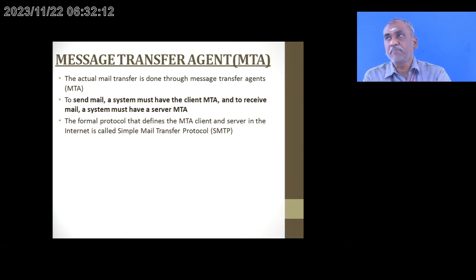MTA. What is the role of the MTA, the message transfer agent? Its role is to send a mail from one user agent to another user agent. To send a mail, a system must have a client MTA, and to receive a mail, a system must have a server MTA. So MTAs are on both sides. The responsibility of an MTA is to receive a mail from the client side and, with the help of the internet, send the message to user B's MTA. To receive the messages, user B must have their own MTA like that.